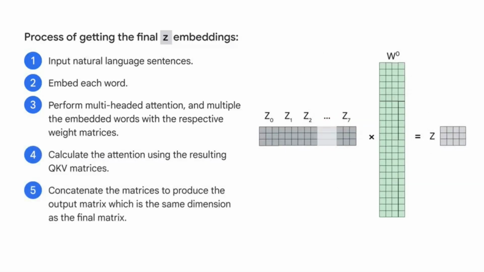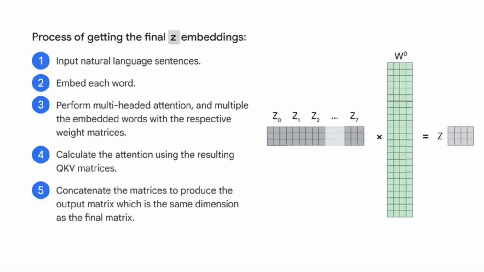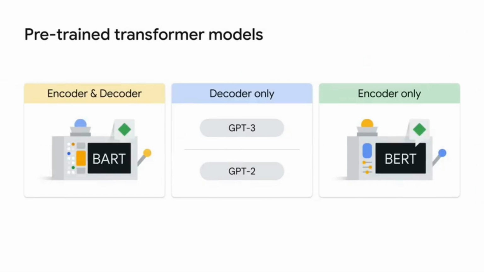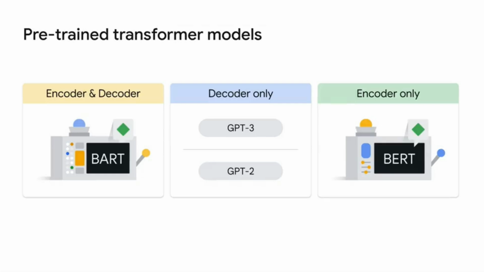Finally, we concatenate the matrices to produce the output matrix, which is the same dimension as the final matrix that this layer initially got. There's multiple variations of transformers out there now. Some use both the encoder and the decoder component from the original architecture. Some use only the encoder, and some use only the decoder.